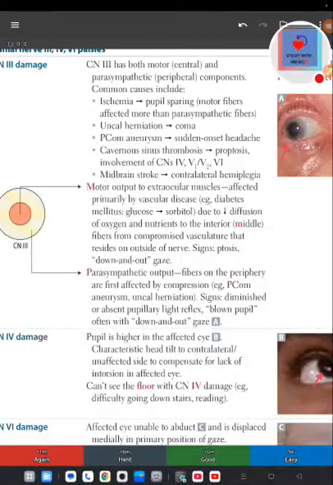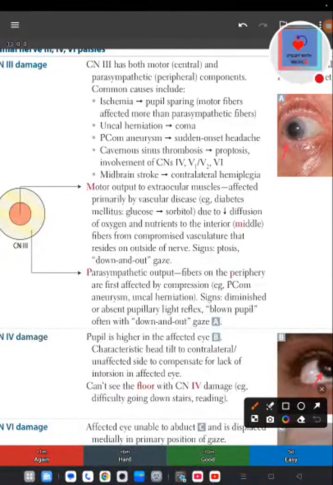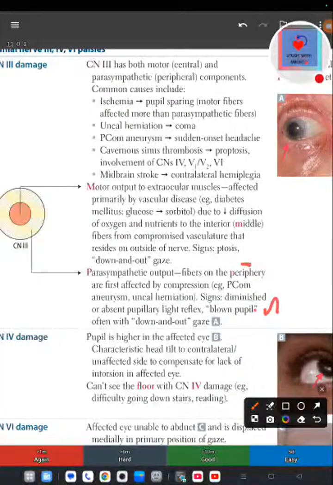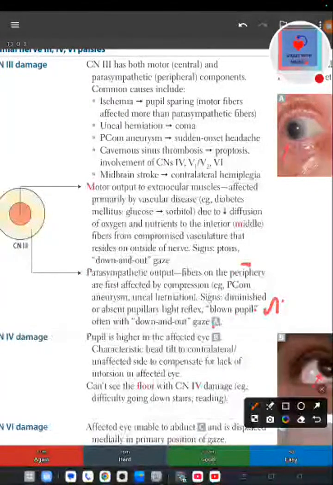Parasympathetic fibers on the periphery are first affected by compression. So fibers on the periphery are first affected: PCOM aneurysm, uncal herniation, diminished or absent pupillary reflex, blown pupil, often with a down and out gaze. Diminished or absent pupillary light reflex, blown pupil.